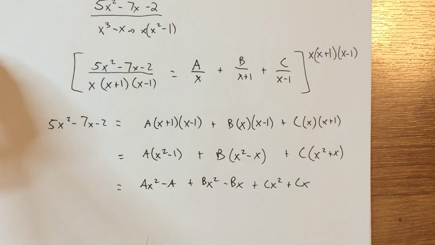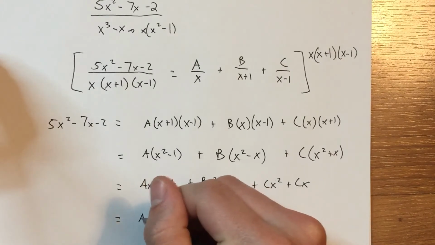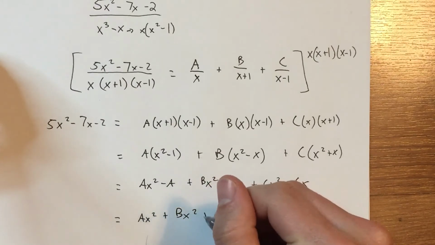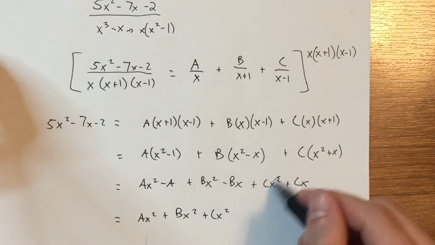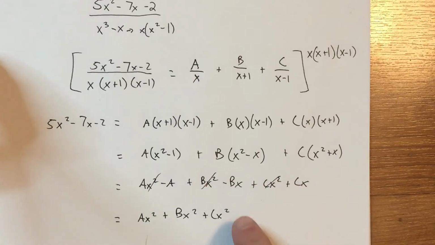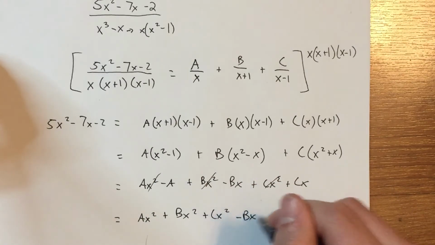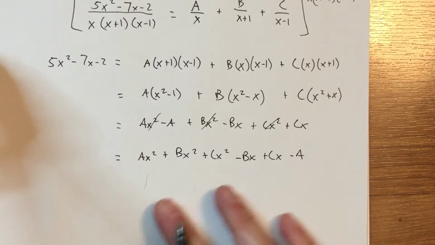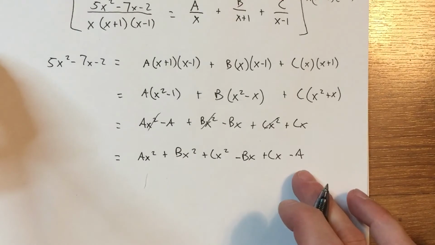Now, if you recall from our previous example, I'm going to rewrite these A, B, C, and x terms almost in descending order. I want the x squared terms together and the x terms together and the constant terms together. So I'm going to rewrite this as Ax squared plus Bx squared plus Cx squared. That takes care of this. Now I'm going to get minus Bx plus Cx minus A. So see, I just rewrote it. I have all my x squared terms in front, my x terms together, my constant together.